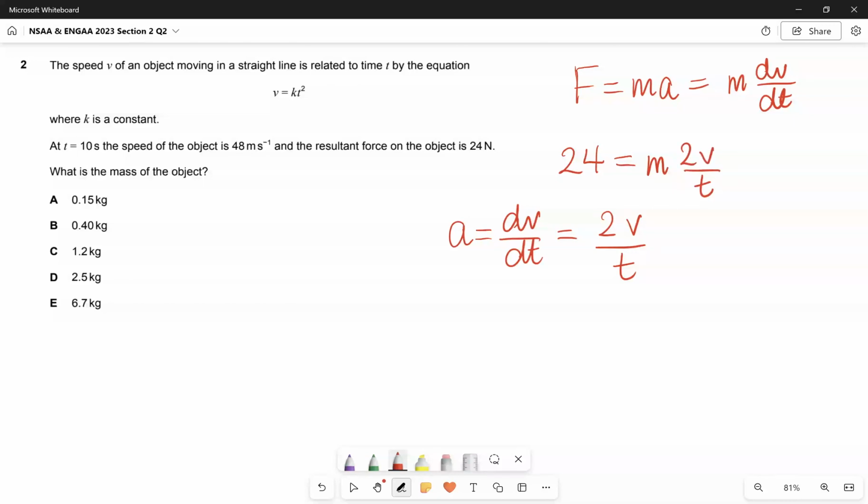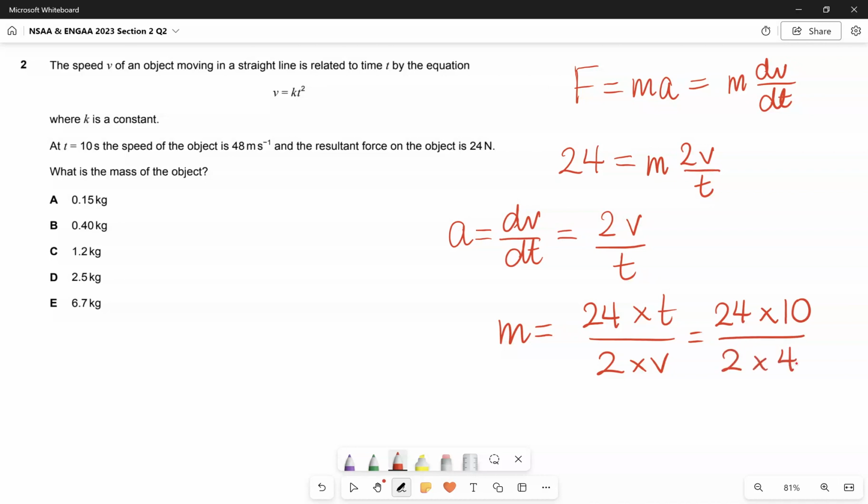And again, I don't like to work stuff out and then have to rearrange. So it's better to write this form as m equals 24 times t over 2 times v. So this is equal to 24 times the time, which is 10, over 2 times 48. Well, 24 over 48 gives us a 2 on the bottom. Then we've got 10 over 2 over 2, so that's 5 over 2, which is 2.5 kilograms.